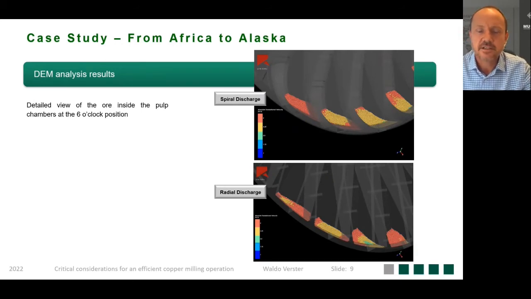Let's look at the analysis results. This slide shows the material inside the pulp chambers in the 6 o'clock position for the spiral design and for the radial design. Important to note that there can be a tendency for the material to block or lock in this corner in the spiral design. So again, there's a trade-off between the aggressiveness of the spiral geometry and blocking the material in this corner of the design, where we don't see that specific problem with the radial design.